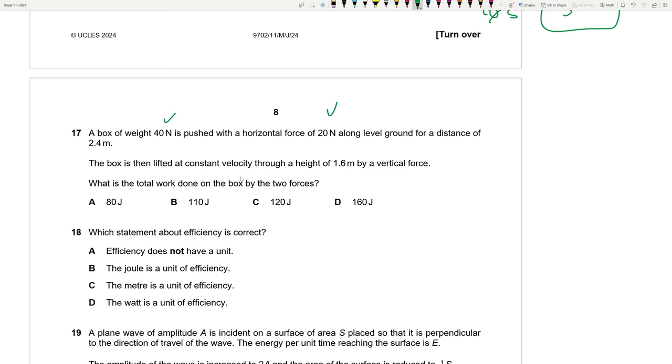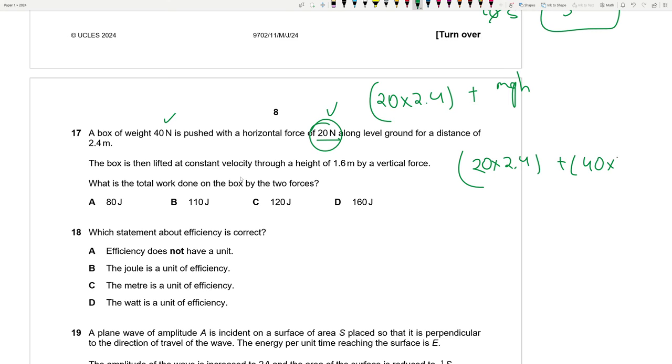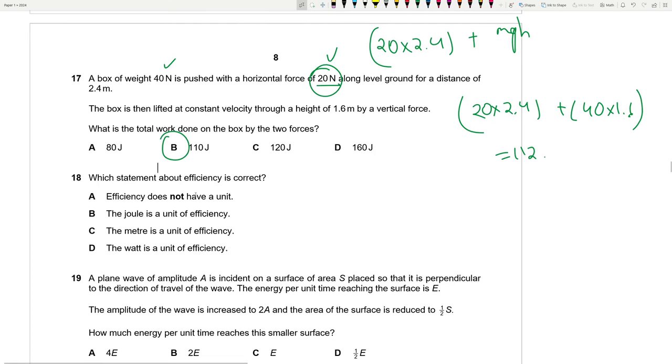Okay, total work done. Work done is the force applied and distance moved in that direction. So in the horizontal one, it's 20 times 2.4, and in the vertical one, it's mgh. So we know that the weight of the object is 40 and the vertical distance is 1.6. So simply add this up. 40 times 1.6 plus 20 times 2.4, which is 112. I'm looking for 112, which is rounded off to 110. So 17 is B.